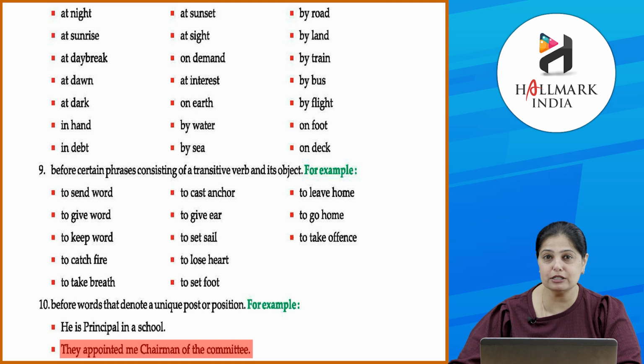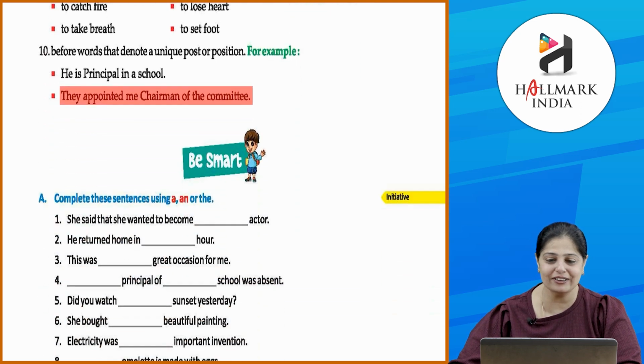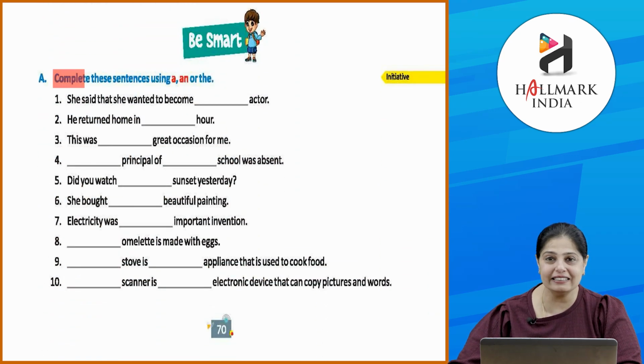Okay, and what is in store for us in these exercises? Okay, now be smart. Complete these sentences using a, an, or the. Remember the rules. Don't forget to read the chapter before you do this. Okay. She said that she wanted to become an actor. He returned home in an hour. Okay. This was a great occasion for me. The principal of the school was absent. Clear? Chalo. Now let's do the remaining one.